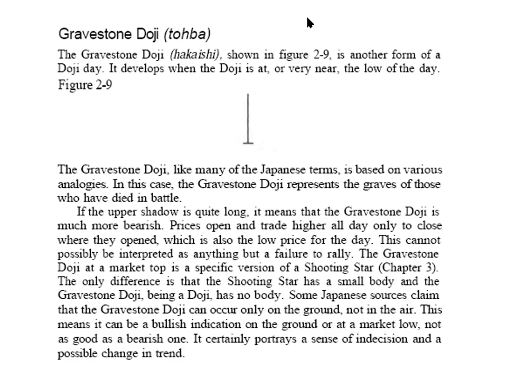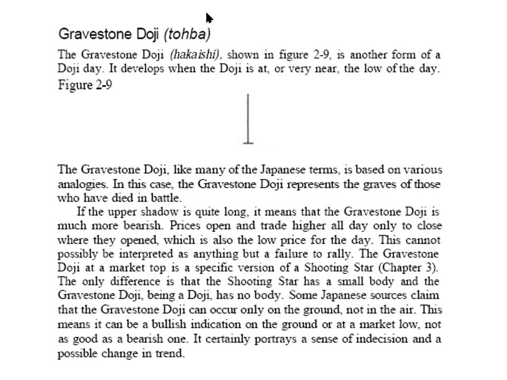The gravestone doji at a market top is a specific version of the shooting star. We'll see the shooting star next. The only difference is that the shooting star has a small body and the gravestone doji, being a doji, has no body. Some Japanese sources claim that the gravestone doji can occur only on the ground, not in the air. This means it can be a bullish indication on the ground or at the market low, not as good as the bearish one. It certainly portrays a sense of indecision and a possible change in trend.